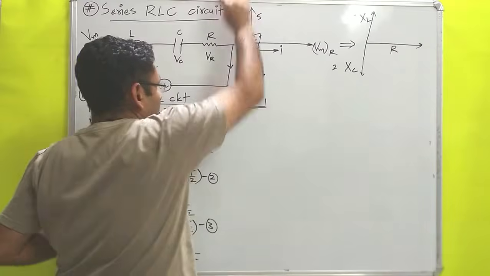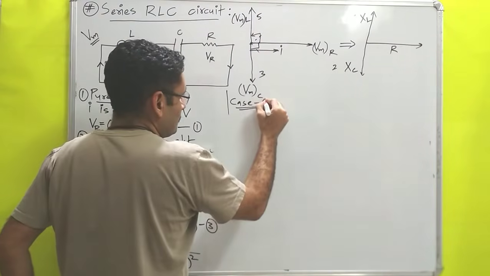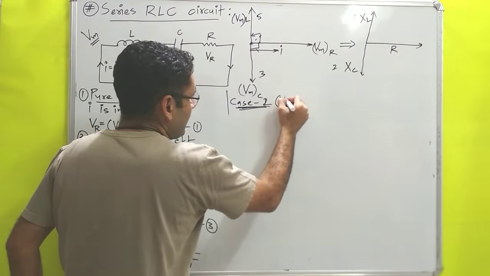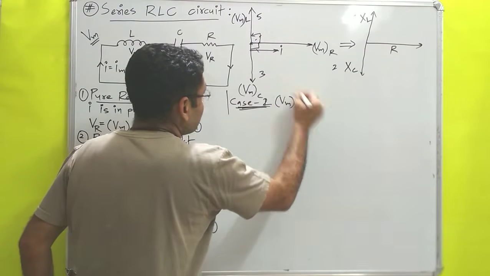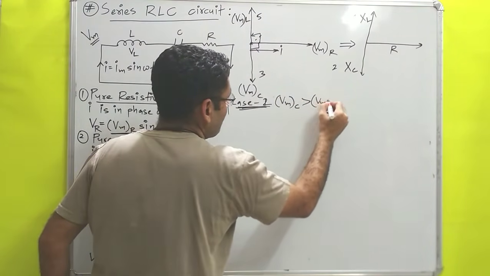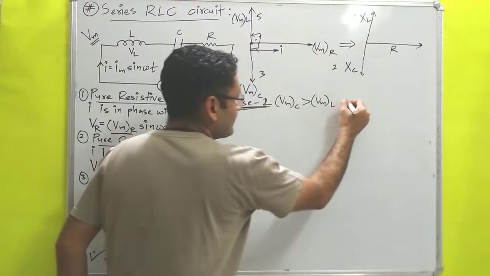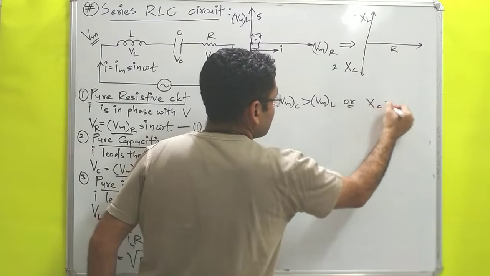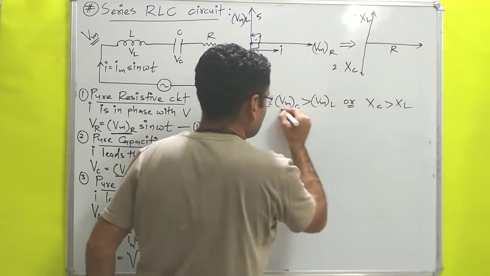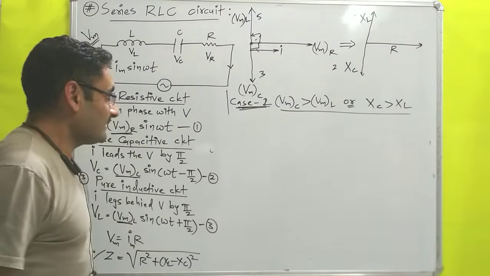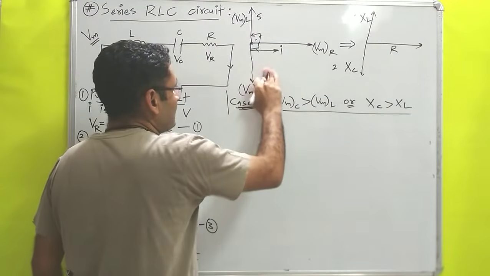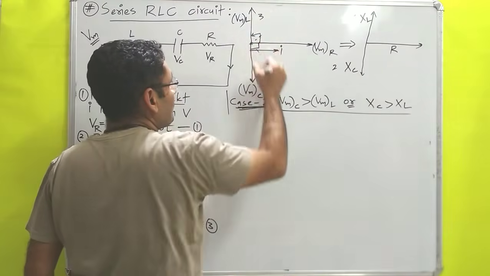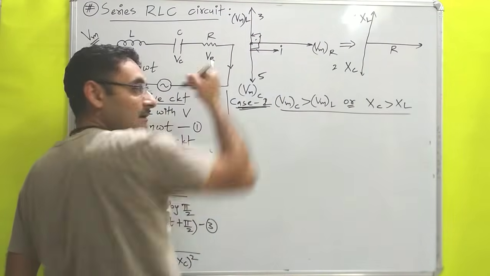Okay, case number 2. Now we will say that Vm of C is greater than Vm of L, so XC is greater than XL. That is case number 2. That means now Vm of C is 5 and Vm of L is, suppose, 3. So 5 minus 3, the resultant will be downwards.